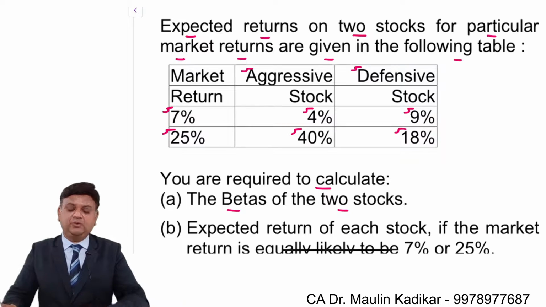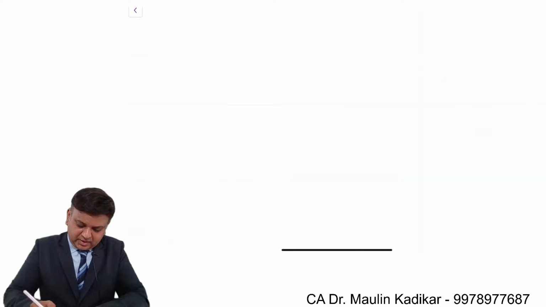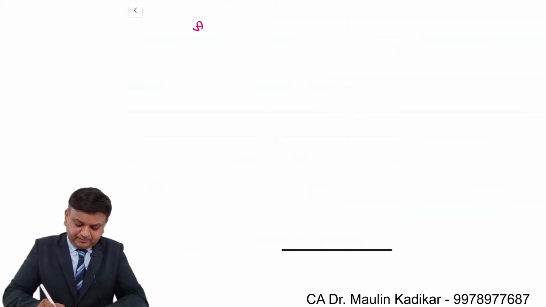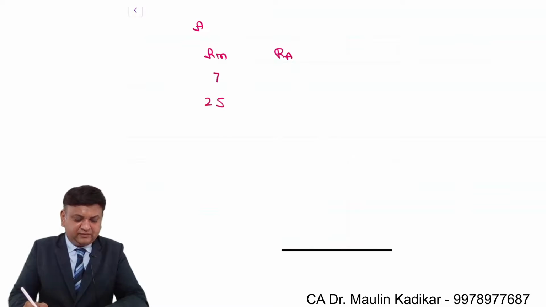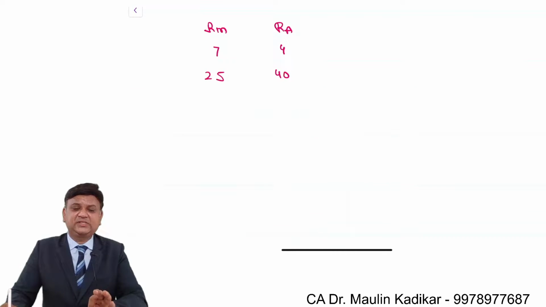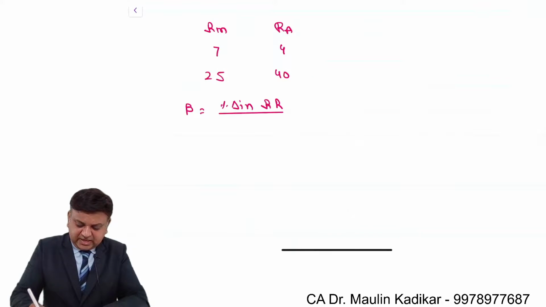Let us understand how to calculate the beta over here. For security A, I am giving the explanation to you. Listen to me carefully. RM is given and the return of security A is given. RM is 7 and 25. Return of the aggressive stock A is 4 and 40. We can have a simple working like this: beta indicates the percentage change in the required rate of return with the change in RM.